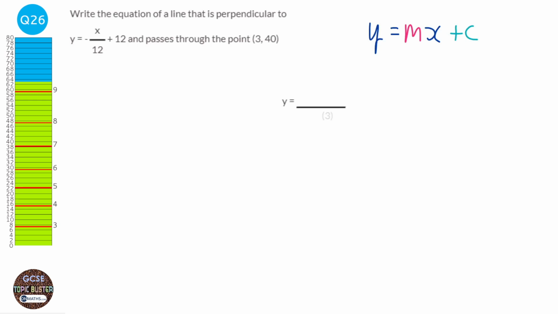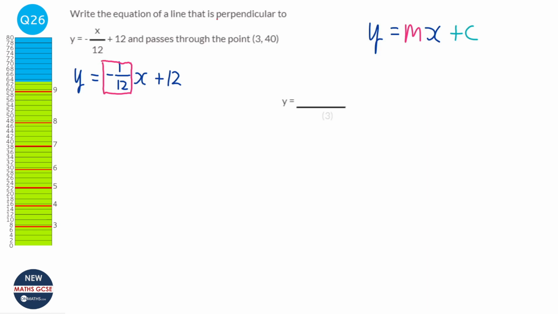Now I'm going to rewrite this a little bit just to make it a bit clearer what the gradient of this is. So I'm going to write this as minus 1 over 12. I'm just going to leave a bit more of a gap there. Minus 1 over 12 x plus 12. And you can see that the coefficient of the x is minus 1 over 12. But we're not told that it's parallel to that, so the equation that we've got is not going to have the gradient as minus 1 over 12.